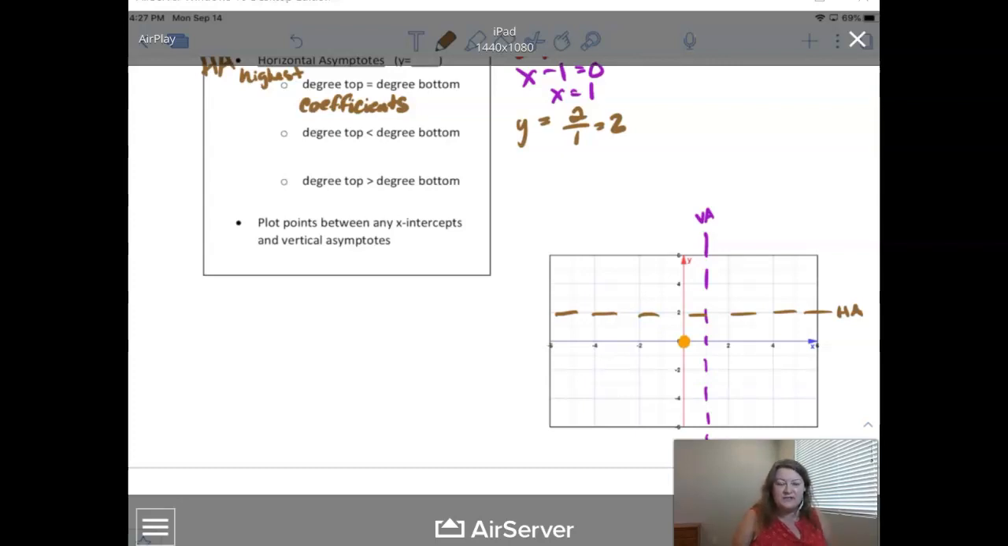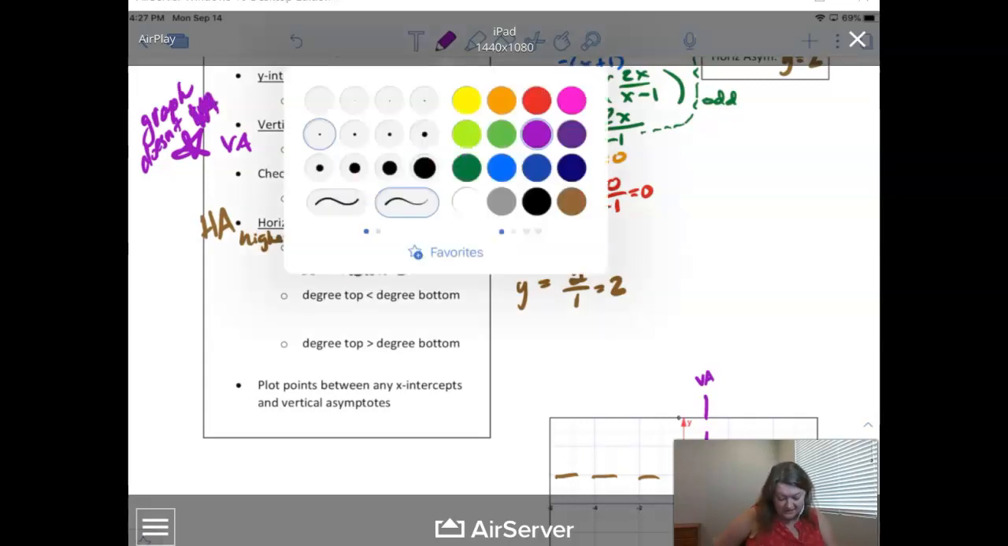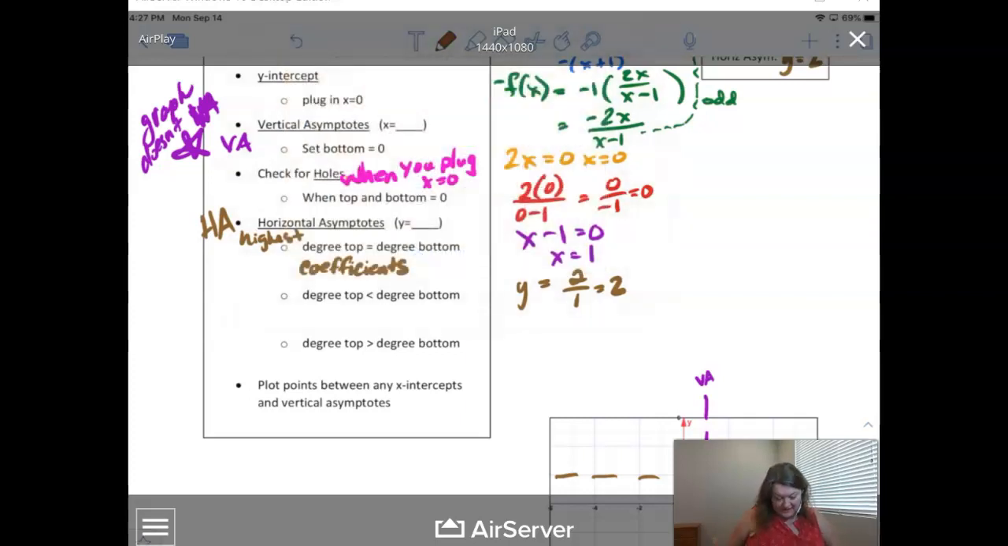All right, so here's the thing with rational functions. They never, ever, ever cross a vertical asymptote, ever. Okay, so I'm going to put a star next to that one. It never, ever, ever crosses. So the graph does not cross a VA, okay? But a graph sometimes will cross an HA.